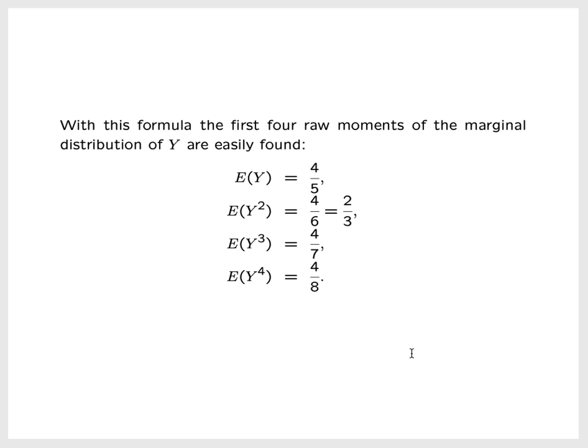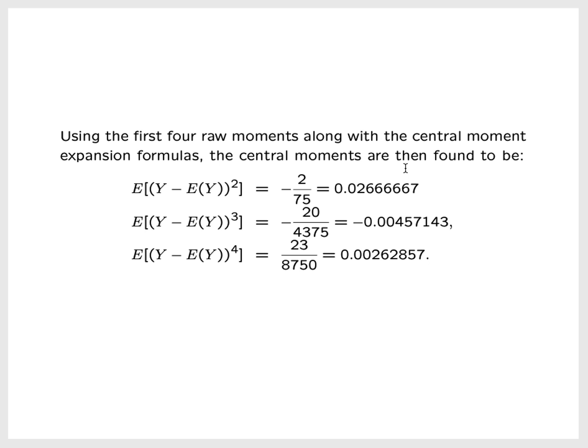Once we have the first 4 raw moments, we can use the expansion formulas, which at this point you should have in your notes. Those formulas were given in a lab assignment, and we also talked about them in a previous lecture. We can use the first 4 raw moments along with the expansion formulas to get the second, third, and fourth central moments. That's what we're after here, the central moments.